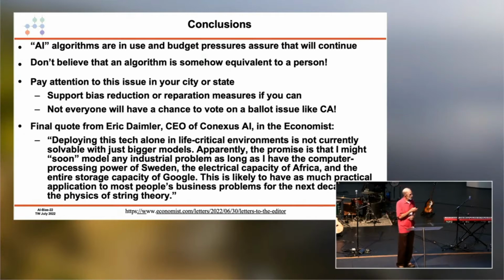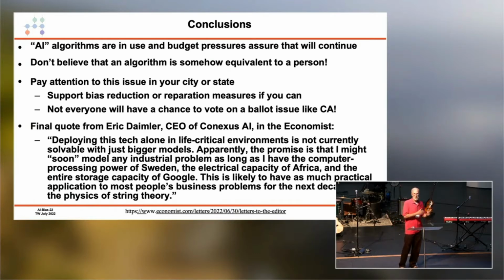Here's a final quote from Eric Daimler in The Economist at the link at the bottom. "Deploying this tech alone in life-critical environments is not currently solvable with just bigger models. Apparently, the promise is that I might soon model any industrial problem as long as I have the computer processing power of Sweden, electrical capacity of Africa, and the entire storage capacity of Google. This is likely to have as much practical application in most people's business problems for the next decade as the physics of string theory."